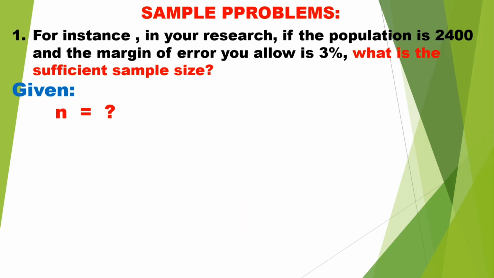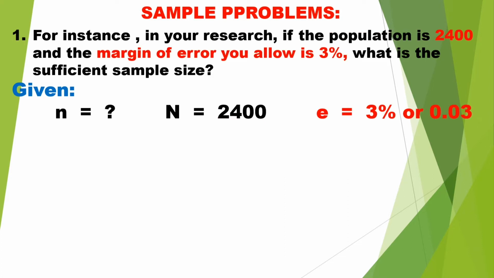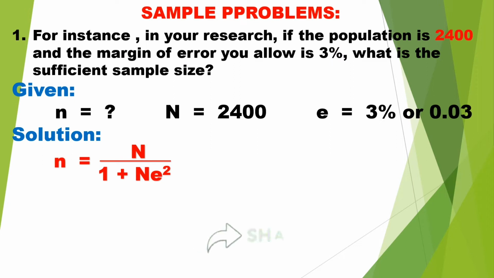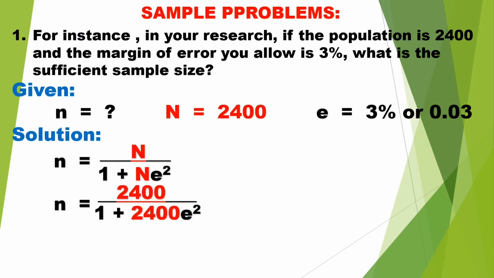Lowercase n representing the sample size is unknown. Uppercase N representing the population is 2,400. Lowercase e representing the margin of error is 3% or 0.03. We will use that given information to solve for the sample size using the formula lowercase n equals uppercase N over 1 plus uppercase N e squared. Let us now start solving.